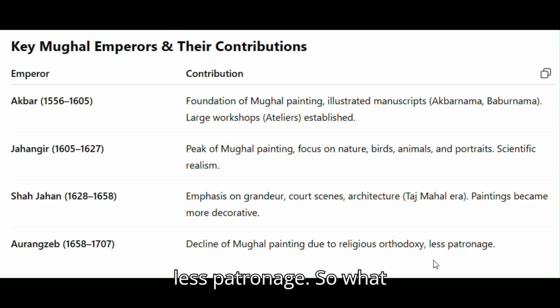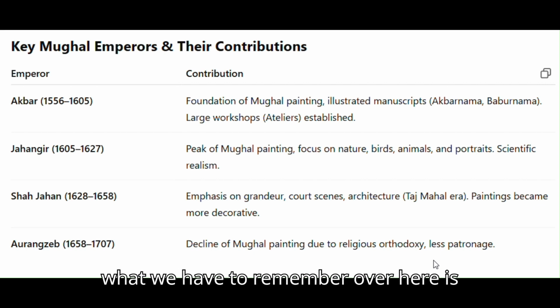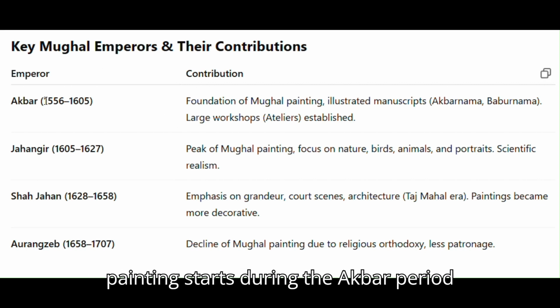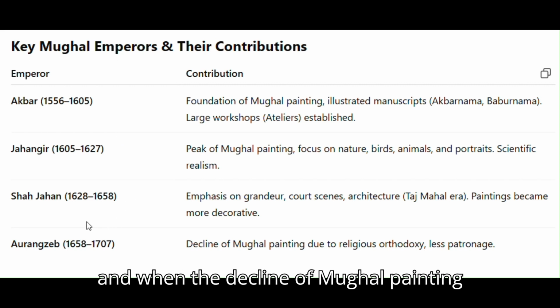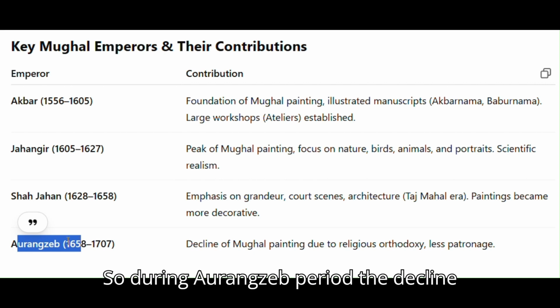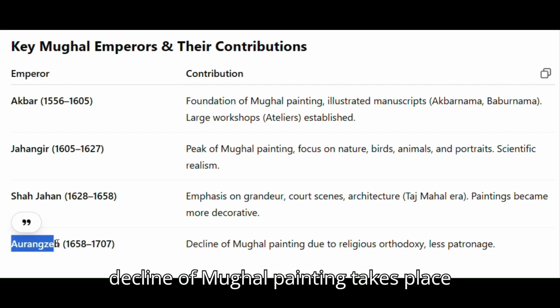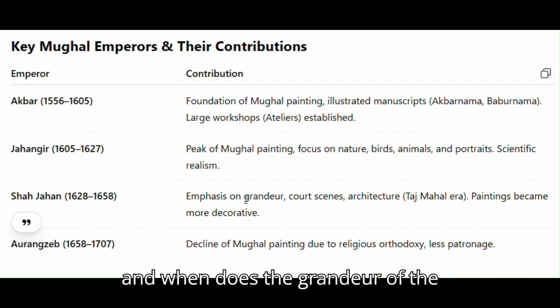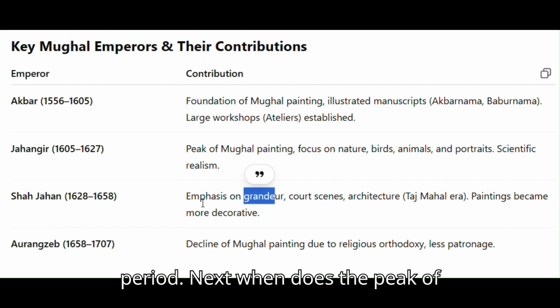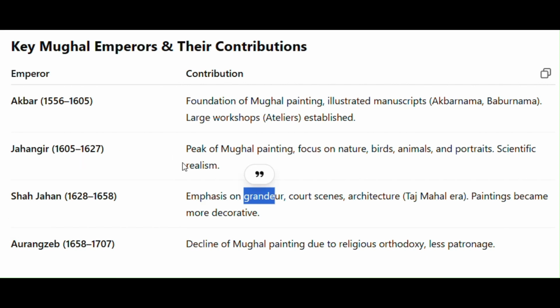So what we have to remember over here is that the foundation of the Mughal painting starts during the Akbar period, and the decline of Mughal painting takes place during the Aurangzeb period. When does the grandeur of the painting take place? During the Shah Jahan period. Next, when does the peak of Mughal painting take place? During the Jahangir period.